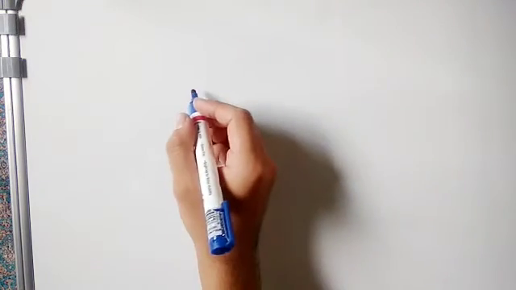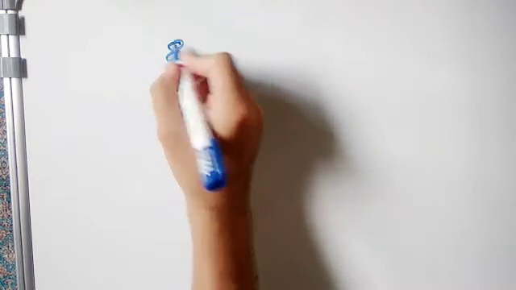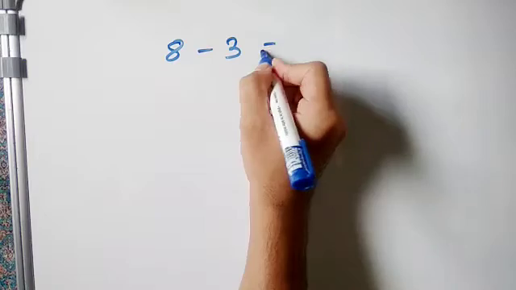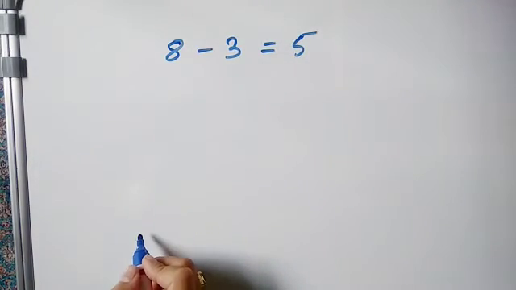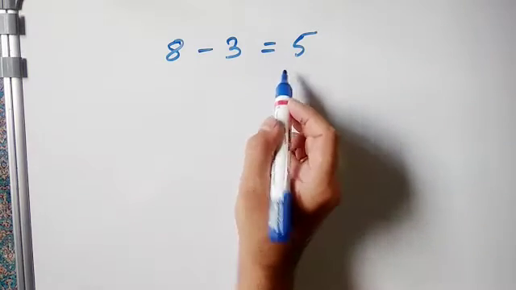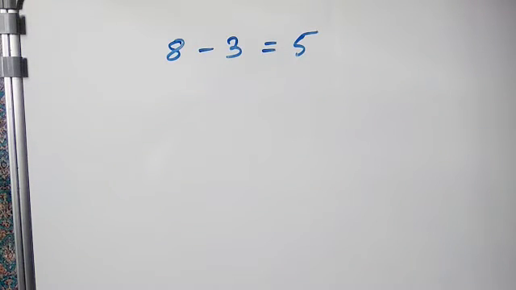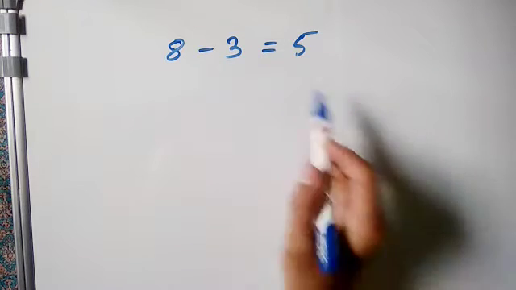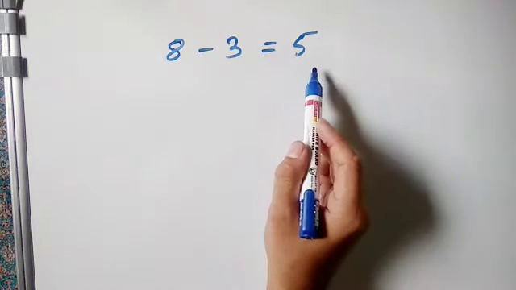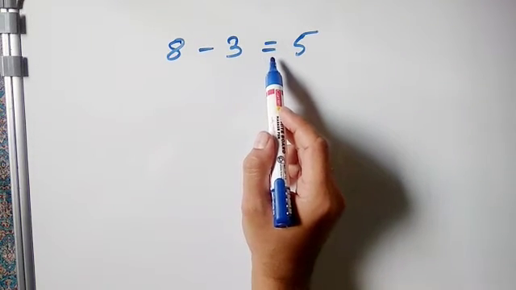So student, next let us try some example. What if I give you 8 minus 3 is equal to 5? And what if I ask you whether 8 minus 3 equals to 5 is an equation or not? Understood? So let's find out. So to be an equation, we know that the first rule is that there must be an equal sign between the two sides. So here we have an equal sign.